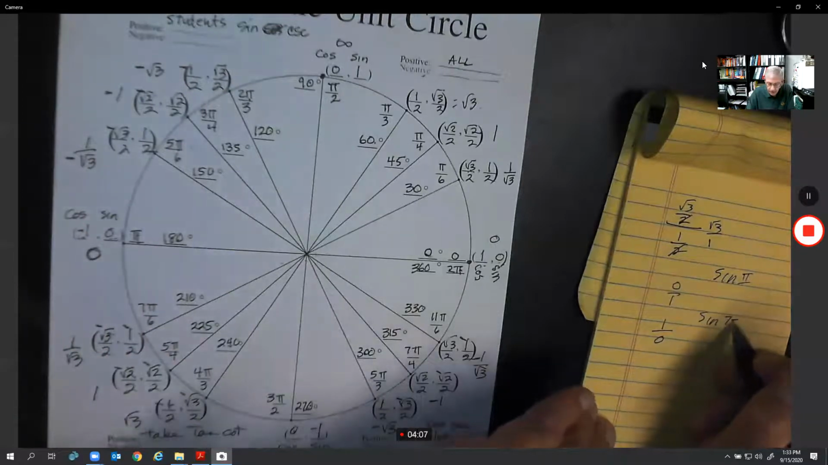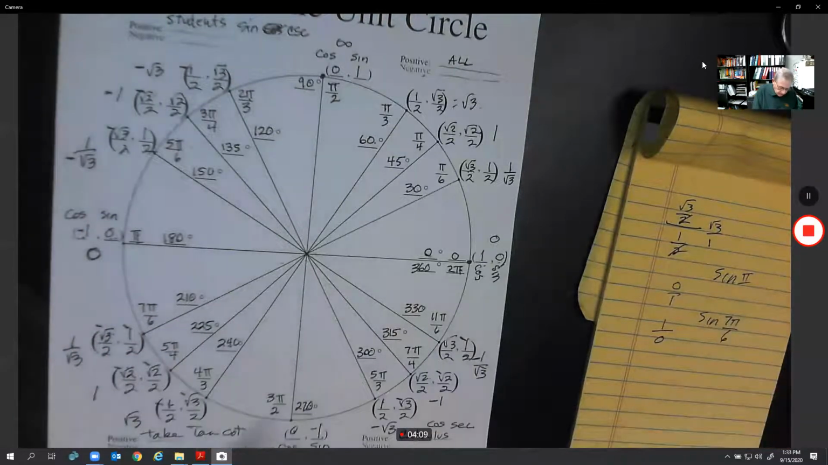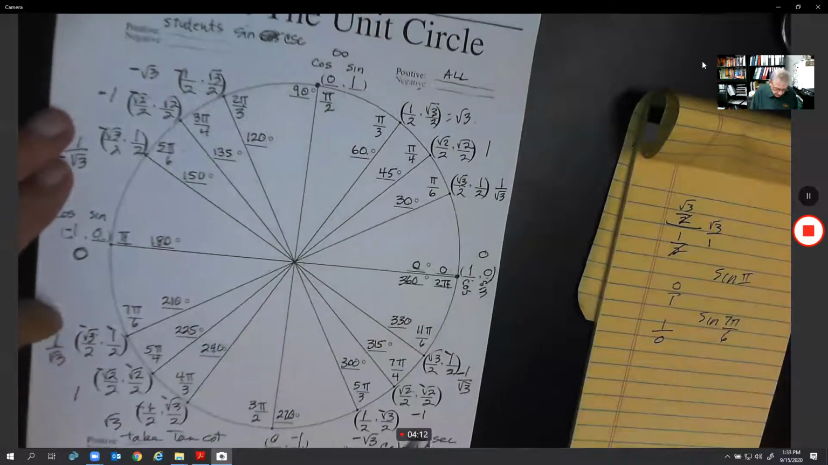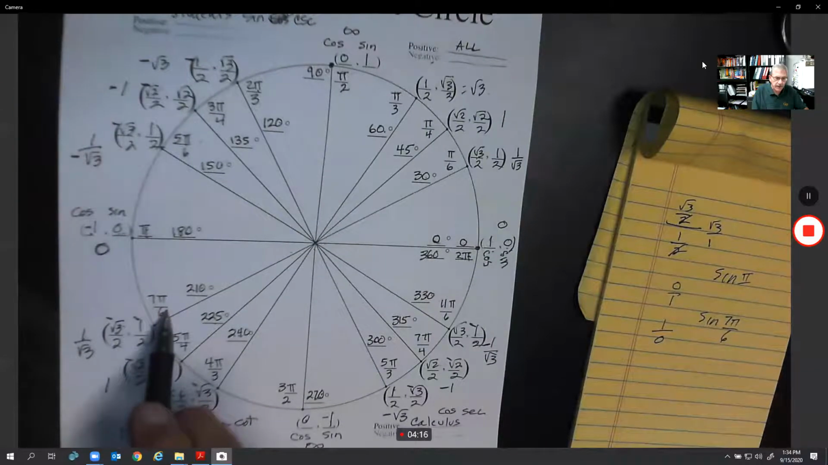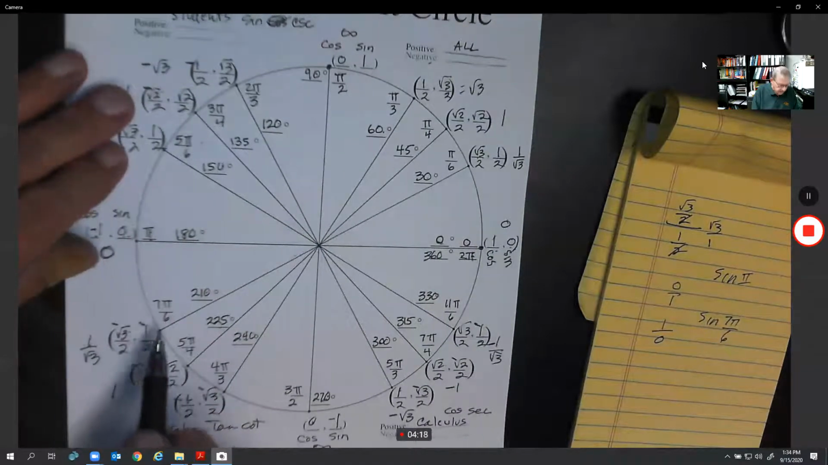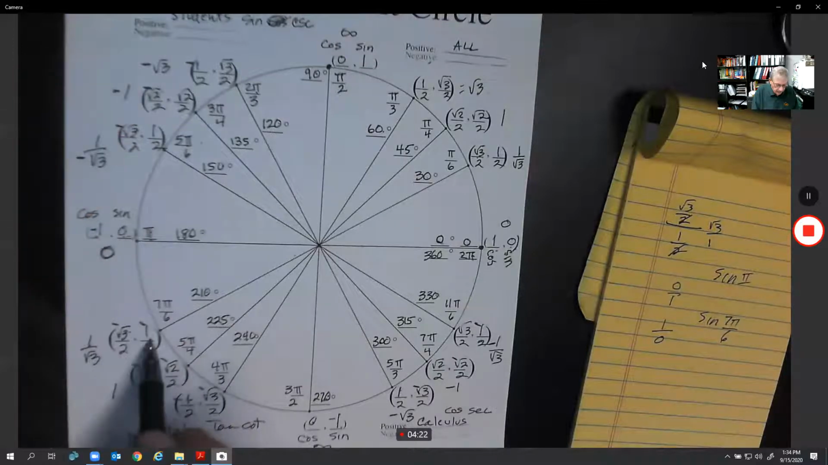What is the sine of 7 pi over 6? So I've got to look at my drawing here and see if I can find the 7 pi over 6. Here we go. 7 pi over 6, the sine. Which one is the sine? Cosine, sine, negative 1/2. Bingo, I've got it.